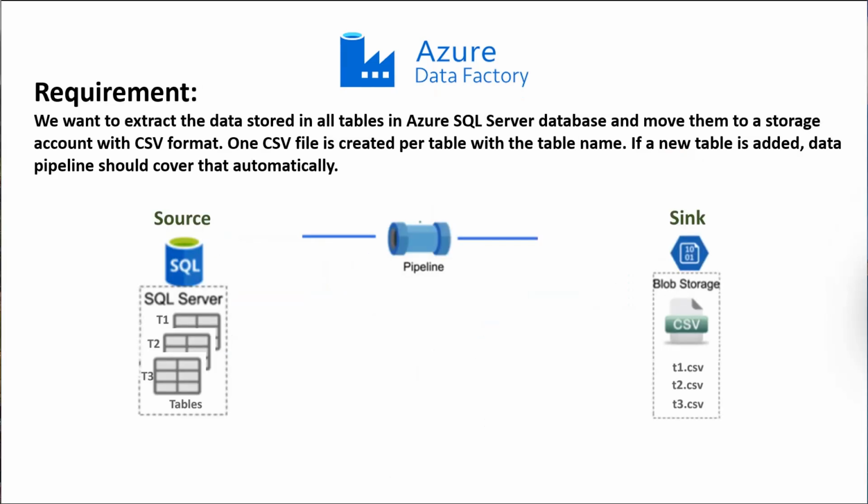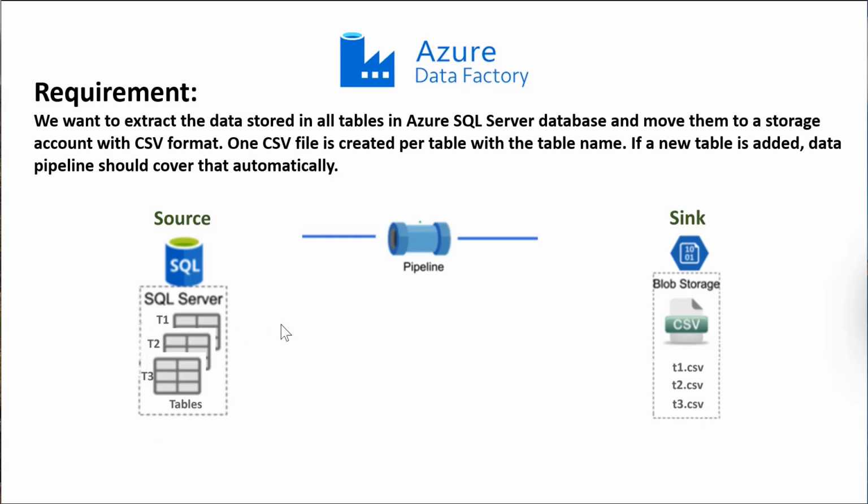Like previous episodes, we've got a requirement here. We discuss this requirement and then we implement that and we try to cover the head titles that I spoke about earlier. We want to extract the data stored in all tables in Azure SQL Server database and move them to a storage account with CSV format. One CSV file is created per table with the table name. And if a new table is added, data pipeline should cover that automatically.